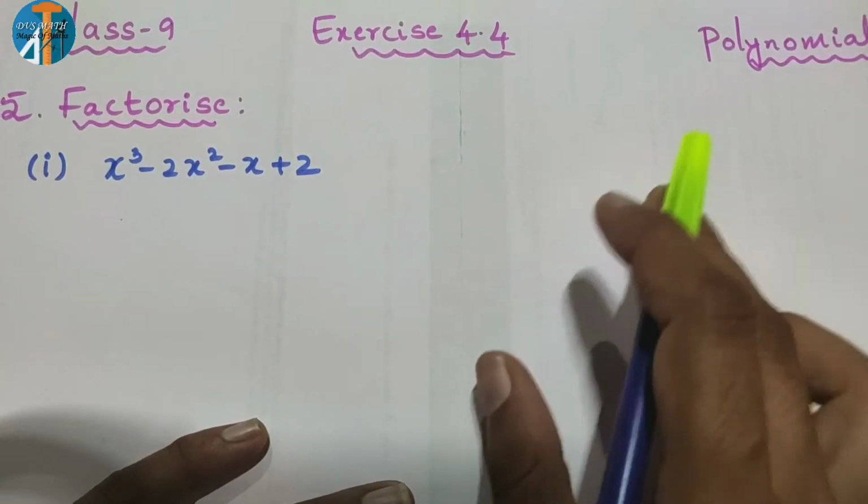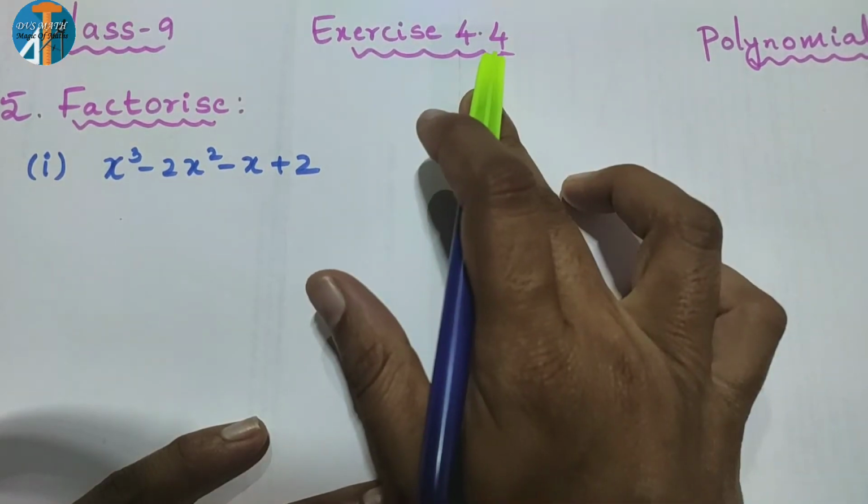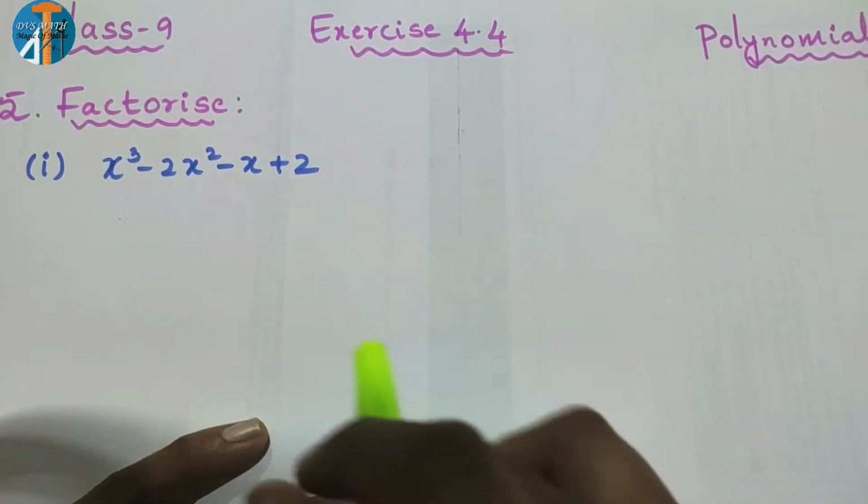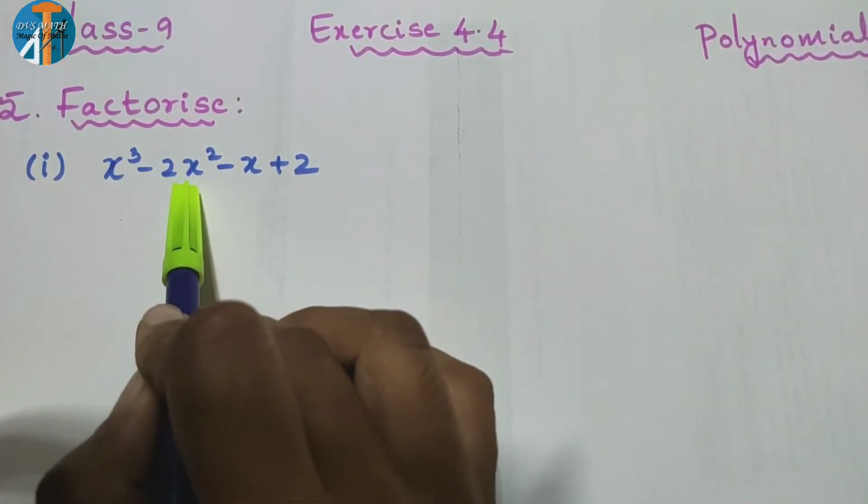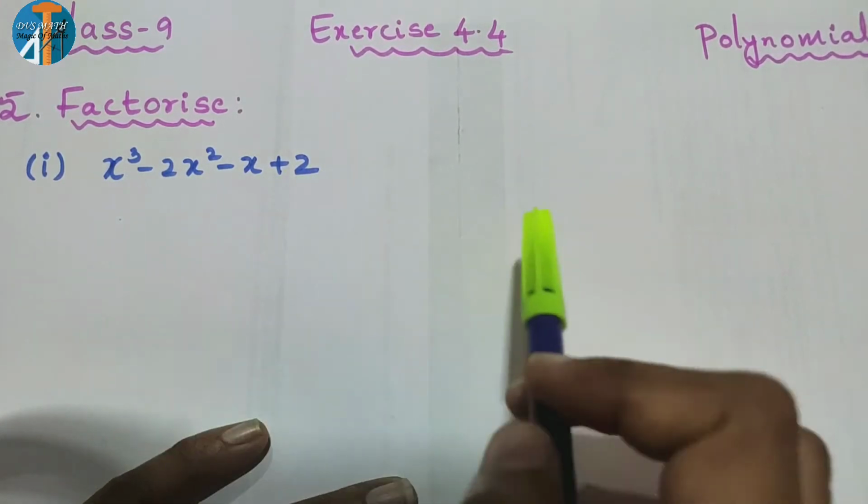Today, class 9th polynomials exercise 4.4 question number 5. Factorize x cube minus 2x square minus x plus 2.